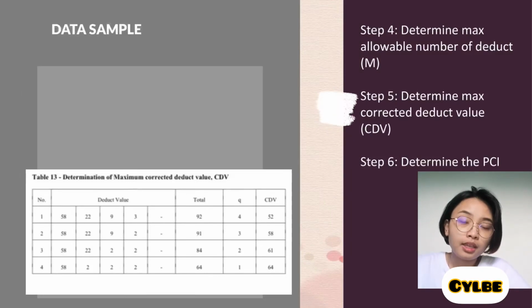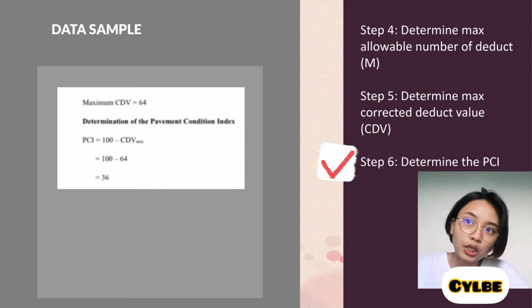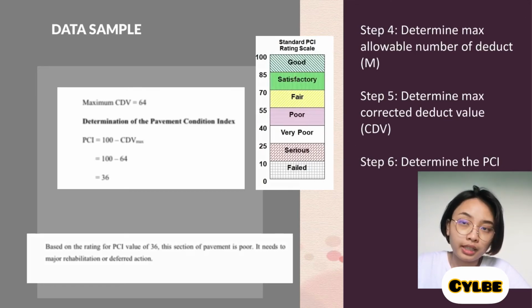In step number 6, we determine the PCI, where PCI is 100 minus the maximum CDV. So, in this sample number 4, we got 36. That means the section of pavement is poor based on the PCI rating, and it needs major rehabilitation or deferred action.